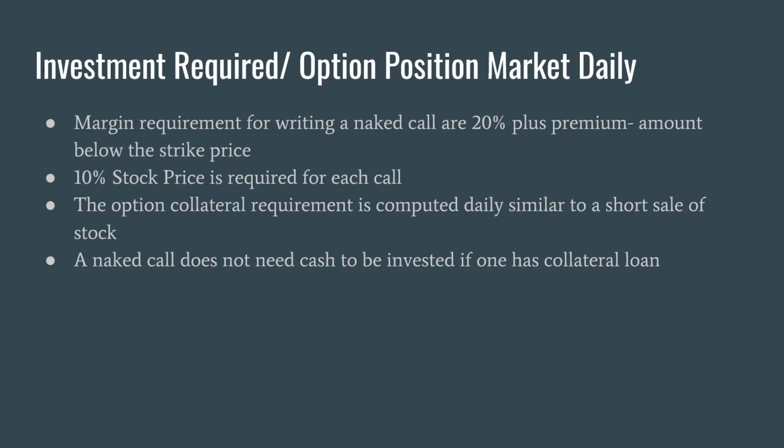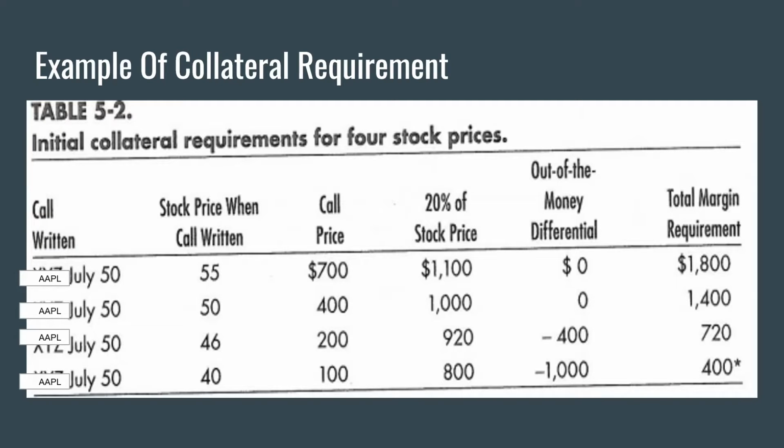I'll be talking about investment required. So we have to look at the margin requirement formula for a naked call option, which is 20% of the stock price plus the call premium, minus the amount by which the stock is below the strike price. However, you must have a minimum of 10% of the stock price required for each call, even if the computation is smaller. The option collateral requirement is usually computed on a daily basis, similar to a short sale of stock, but a naked call does not need cash to be invested if one has a good amount of collateral to protect them.